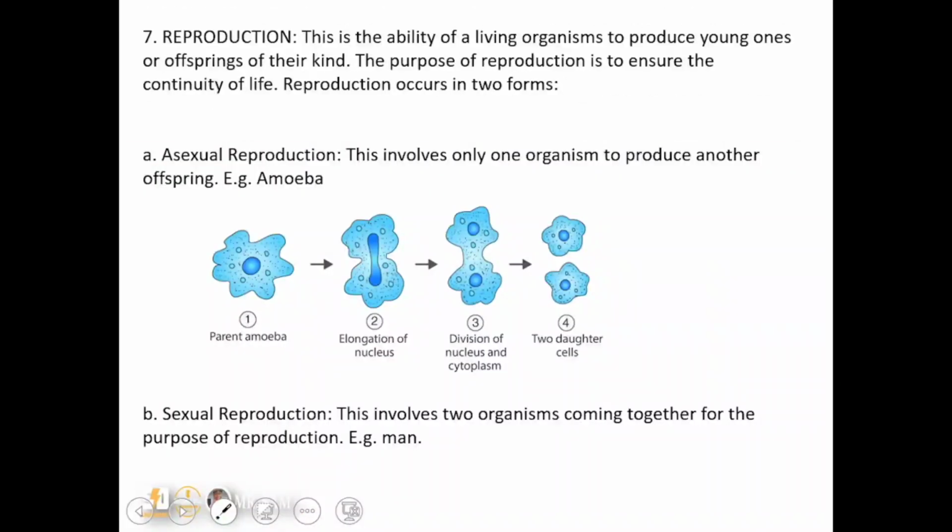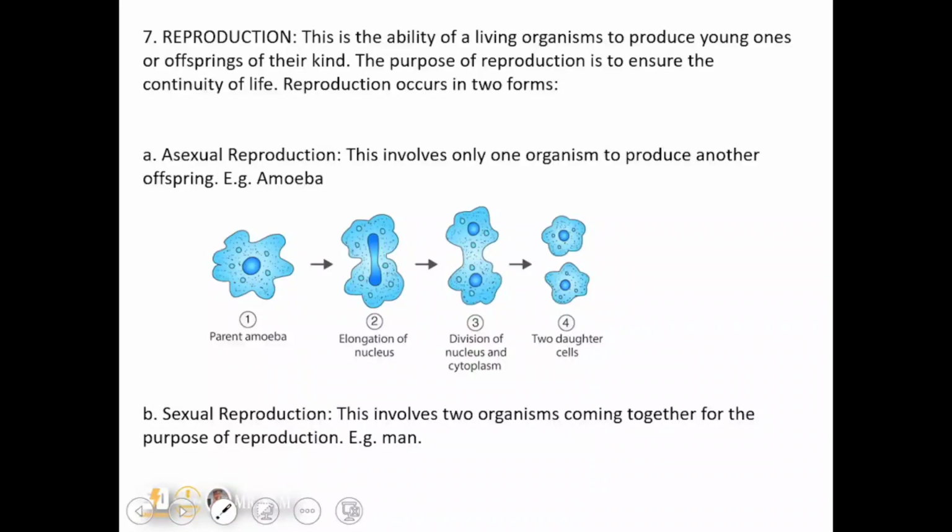Then reproduction, this is the ability of living things to produce young ones. You exist now because your parents gave birth to you, so we tend to reproduce young ones so that our generations will continue. So reproduction occurs in two forms.